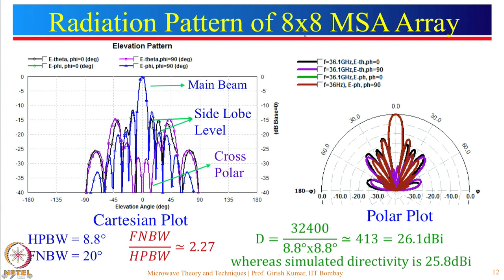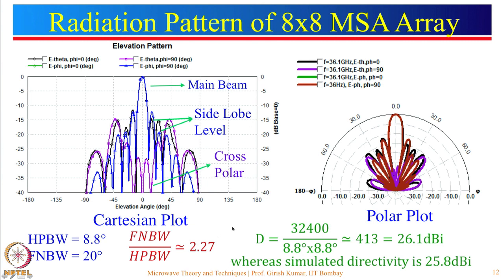So let's see what the half power beam widths are in the two planes. For this 8x8 array, since this is a symmetrical 8x8 array, the half power beam width in the E plane and H plane is equal to 8.8 degrees. In this case, the first null beam width is equal to 20 degrees. If we take the ratio of the two, that comes out to be 2.27.